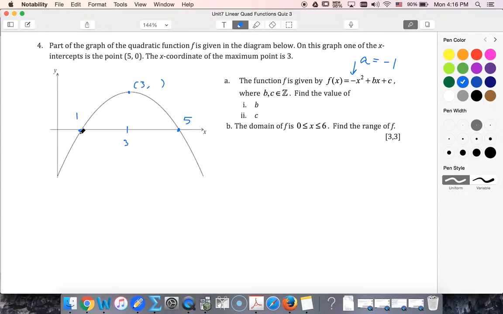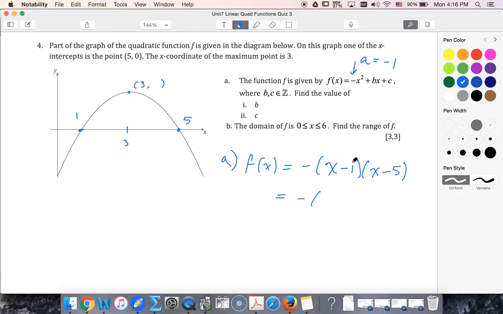Well, I would more easily write this equation in root form. So in root form, I would get f of x equals negative. One root is 1, so I have x minus 1, because remember, always opposite sign. So this is +1, so -1 times x minus 5. So I'm going to just expand this, and that's going to give me my values of b and c.